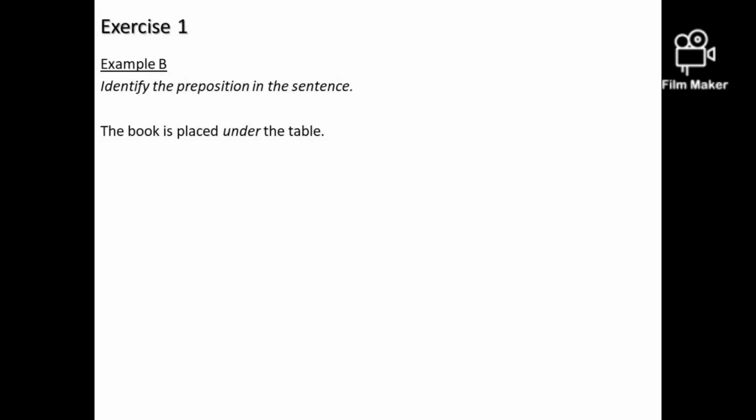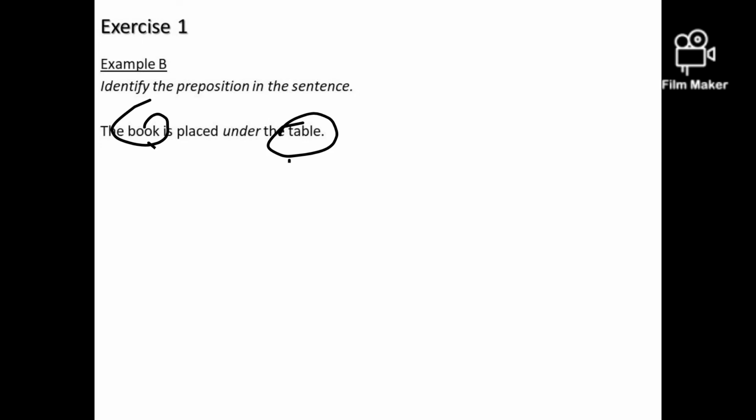We have two different objects in the sentence. The book is placed under the table. We have the book, we have the table. Those are two different objects, right? So how do we link these? We make use of a preposition called under. If the book is placed under the table. Right? Yes.